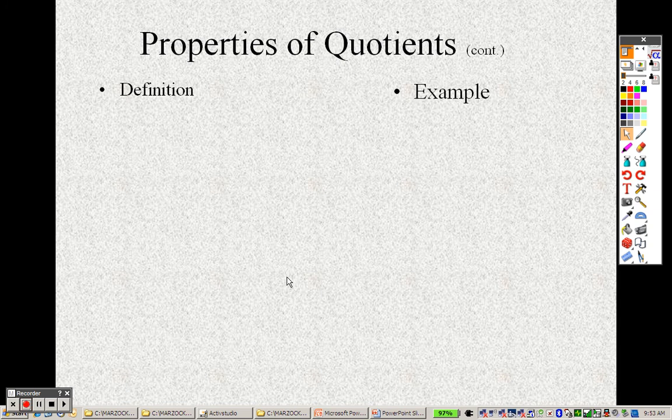Hopefully our last part here for Trig, the very first lesson, the prerequisite P.2 lesson here. Hopefully it's the last one, but let's continue here with properties of quotients. This is where we left off from before.